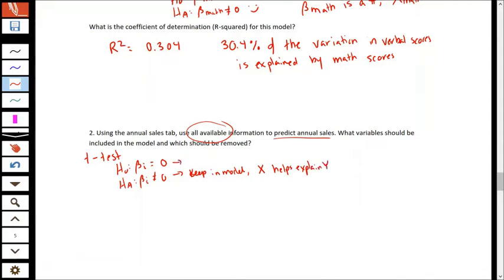But if the coefficient between the x and the y is 0, this means that we should probably remove it, that x does not explain y. So we're going to run this model, and when all it's really asking is what variables should be included and what should be removed, we're going to look at that p-value on the regression result.